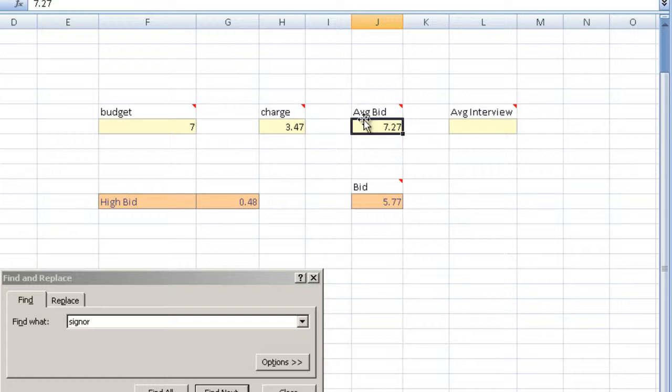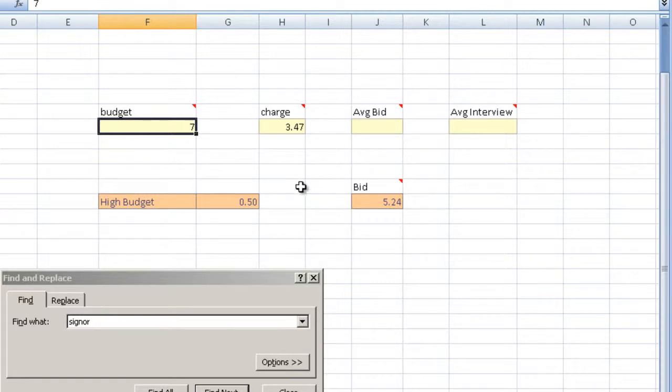If everybody's bidding around $7.27, if the client is really intent on making higher, then he will probably hire around this rate, or he might hire lower, but you never know. Since this is an average rate, he might go ahead and hire at the average rate. So that's the second thing that you'll look at. If you don't have an average bid or average interview, then you'll have to base your bid strictly on the budget.